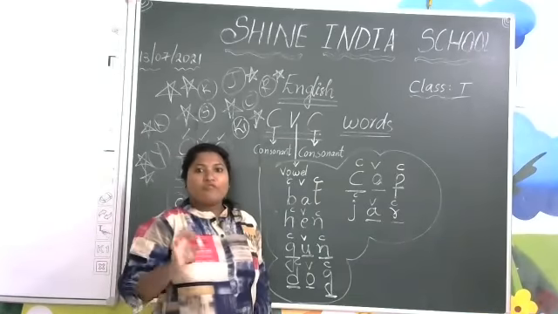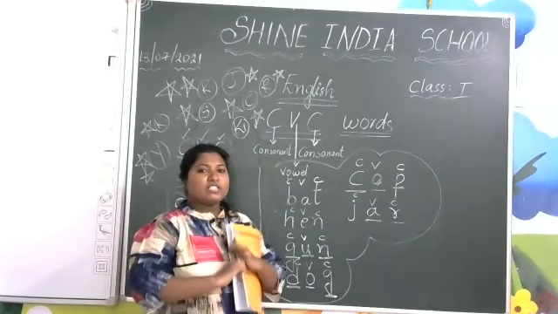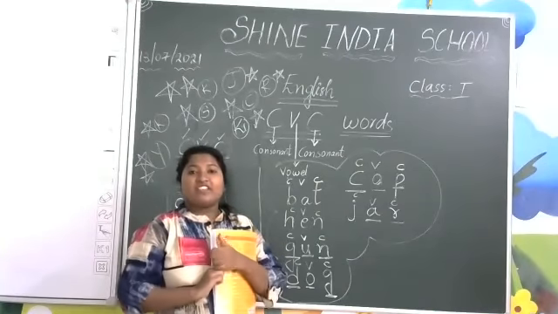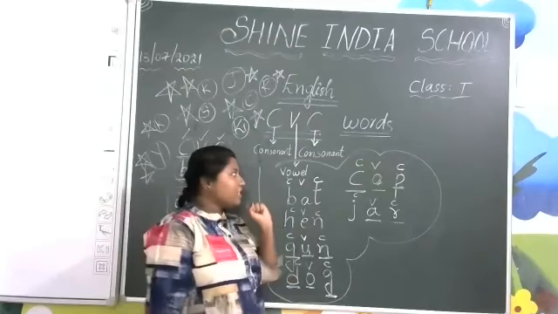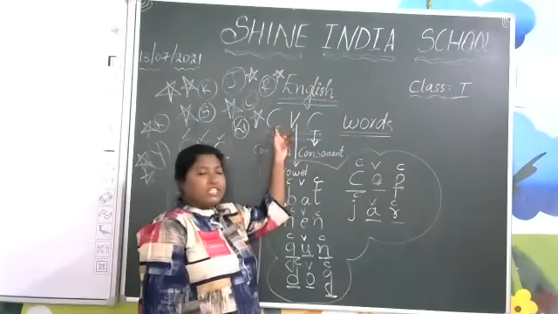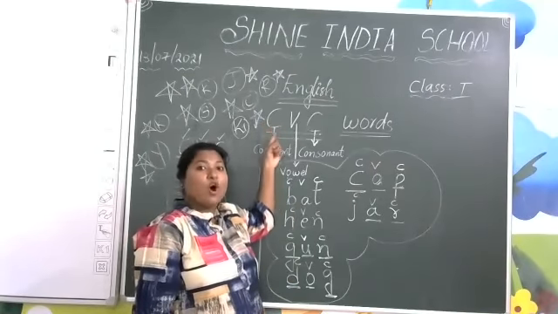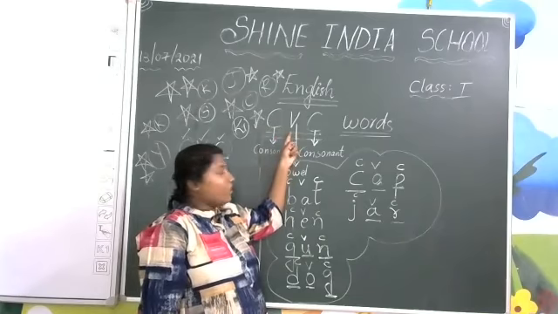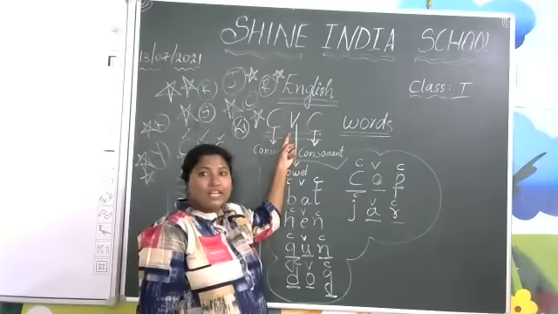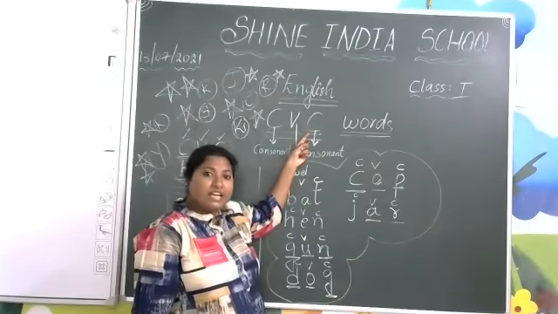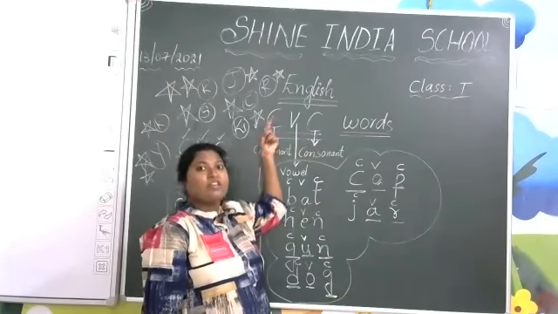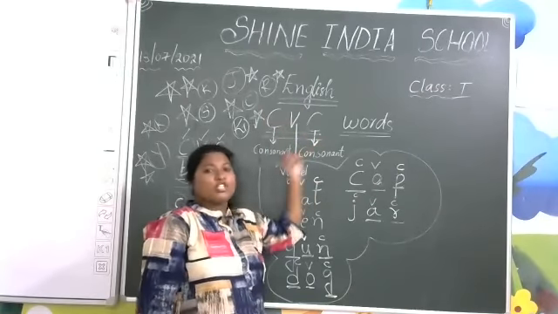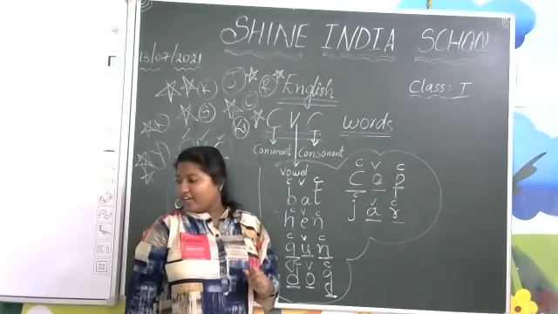So today's homework is write 10 CBC words. C, what is C? Consonant. What is V? Vowel. What is C again? Consonant. Vowel. Consonant. Okay, children?